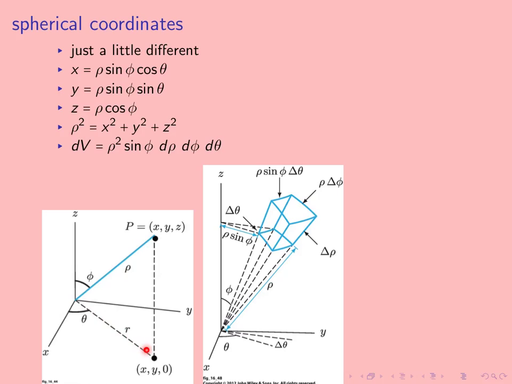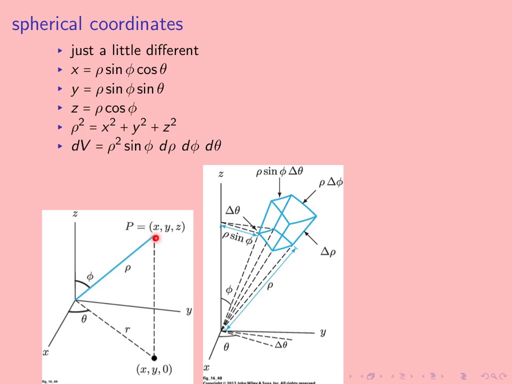Instead, we're going to define another angle, phi. Phi is the angle from the positive z-axis. So we have two angles, one from the positive x-axis, one from the positive z-axis. And then, as in polar coordinates, I'm going to measure the distance away from the origin, but this time it goes out into 3-space. This distance is called rho.